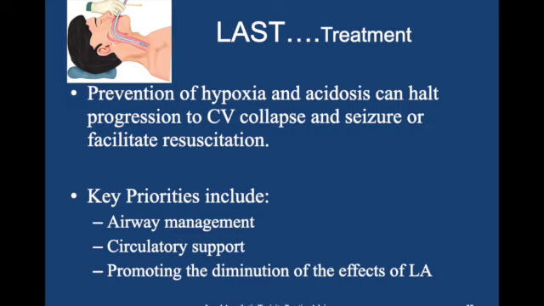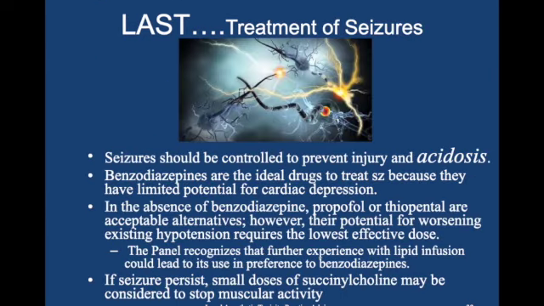So patient seizing, you give a benzodiazepine. If the benzodiazepine is not working, blood pressure is okay, maybe a cc or two of propofol, but consider just putting the tube in. Succinylcholine, tube in. Stop the seizure. Ventilate. Get your Intralipid and give it. So airway management is of paramount importance. Circulation is paramount, and promoting the diminution of the effects of local anesthetic is paramount.